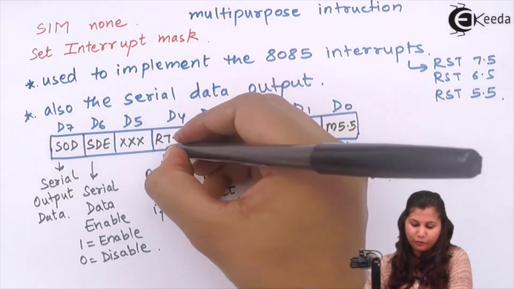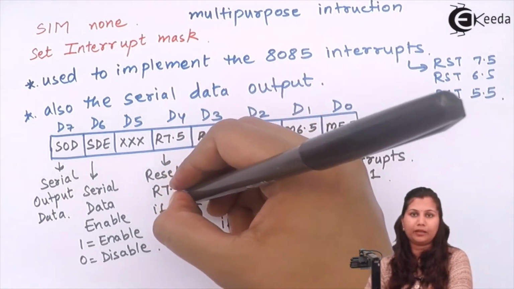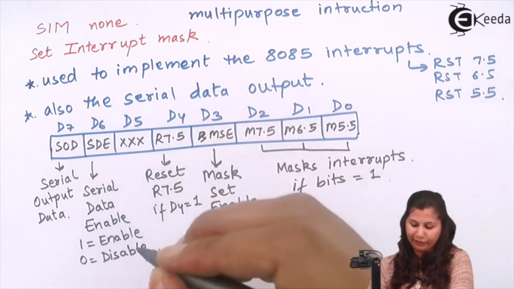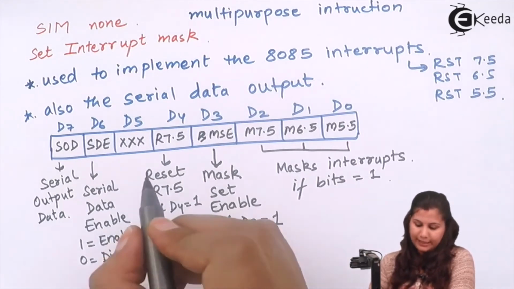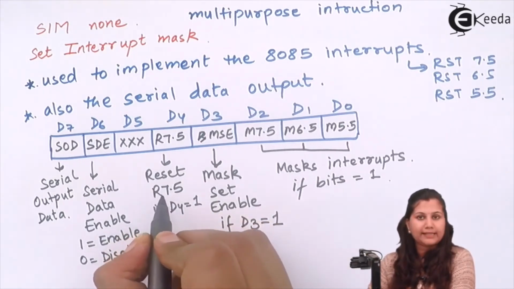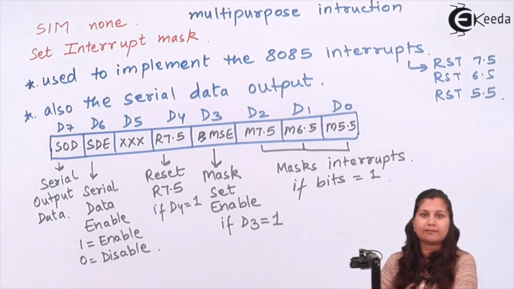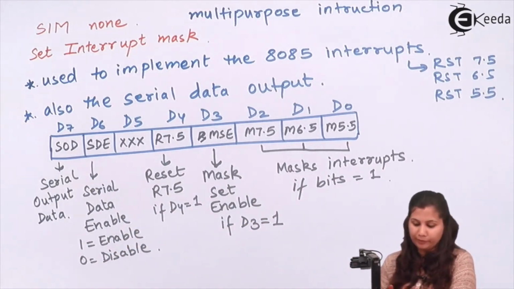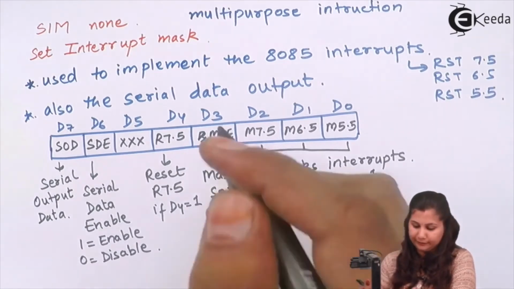Then we have D4, R7.5, that is reset interrupt RST 7.5. If this bit is 1, then the interrupt RST 7.5 will be reset, that is, its value becomes 0. The interrupt will come into its initial condition.